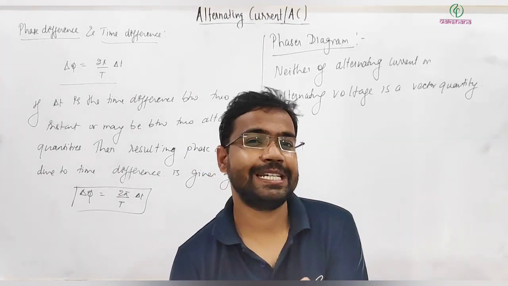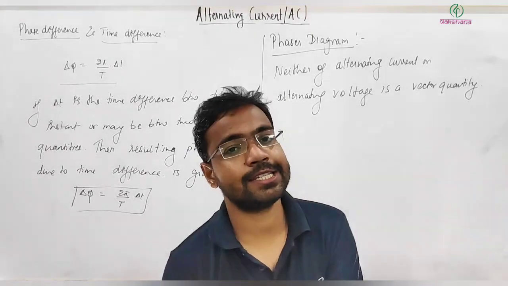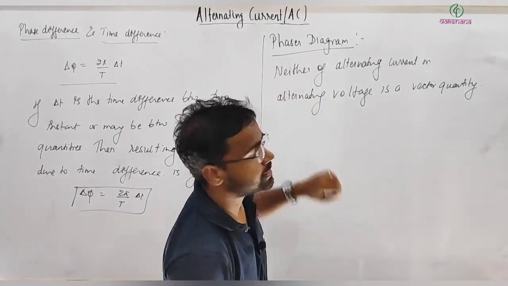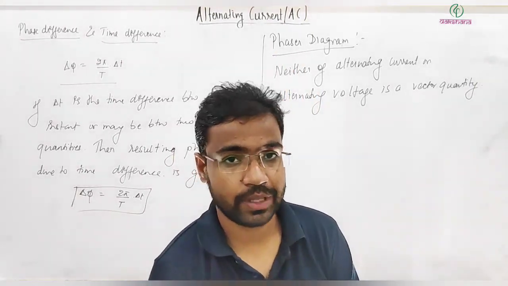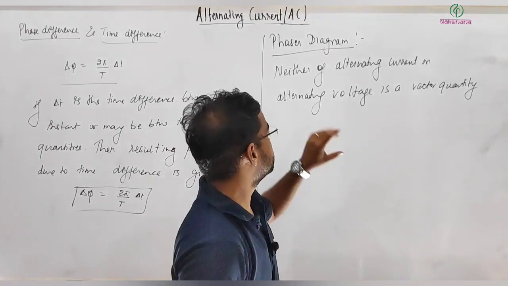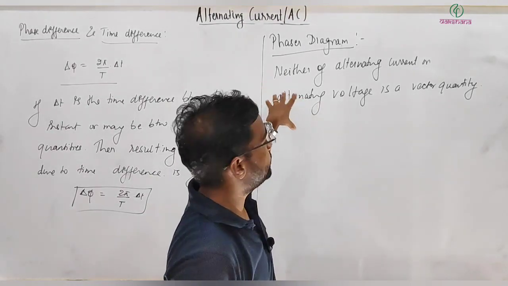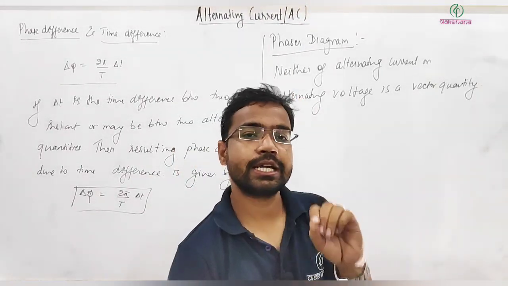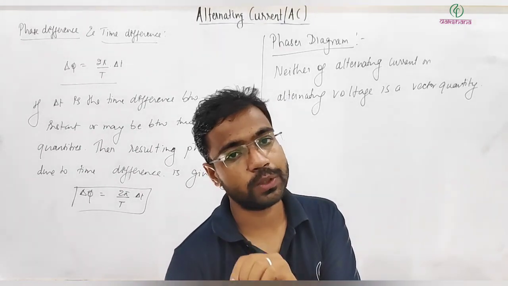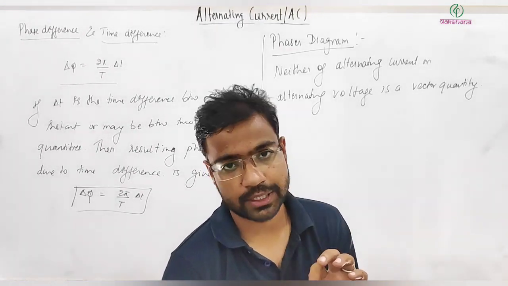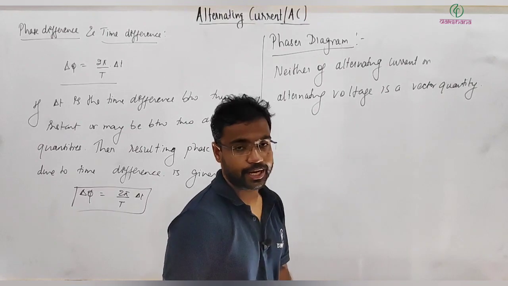So we need some different system, and for creating that system we are using this concept that is called Phasor diagram. What is a Phasor diagram? So first thing, an important point about it, is that definitely it's clear that alternating current and voltage, none of them is a vector quantity. But what is Phasor diagram?